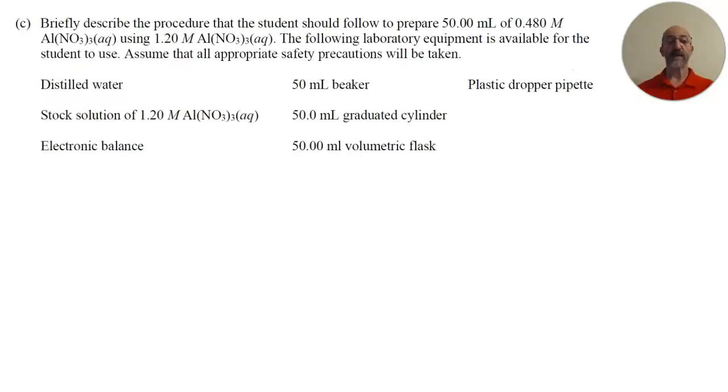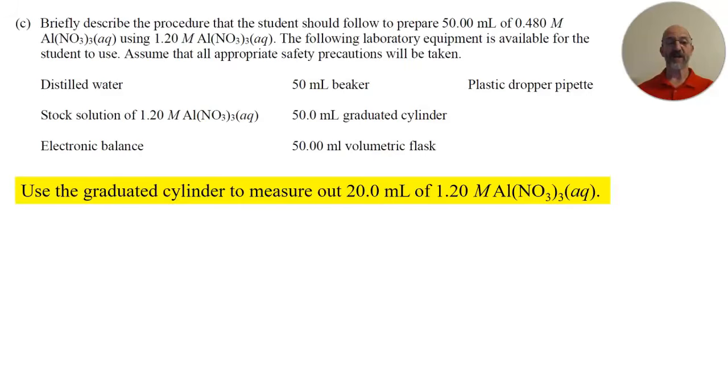All right, the first thing I'm going to write in my description of the procedure in part C is the fact that we already got the volume in part B, so I will mention use the graduated cylinder, not the beaker. The graduated cylinder is more precise, to measure out 20 milliliters of that stock solution, the 1.20 molar aluminum nitrate. Now we have to prepare this in a volumetric flask.